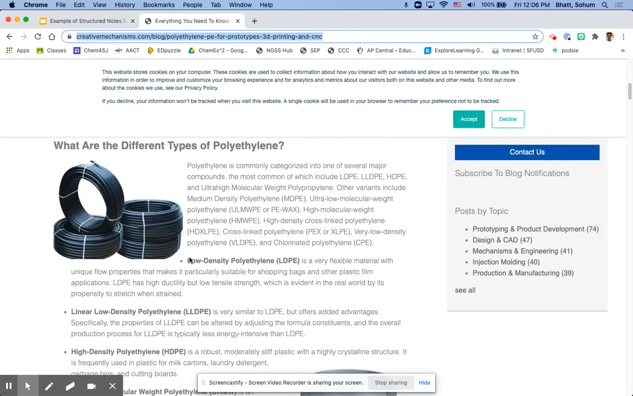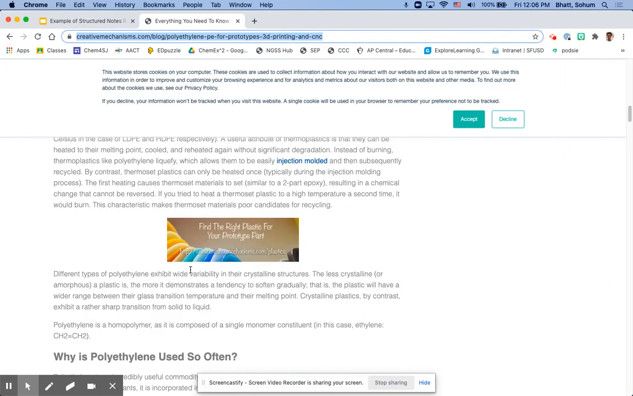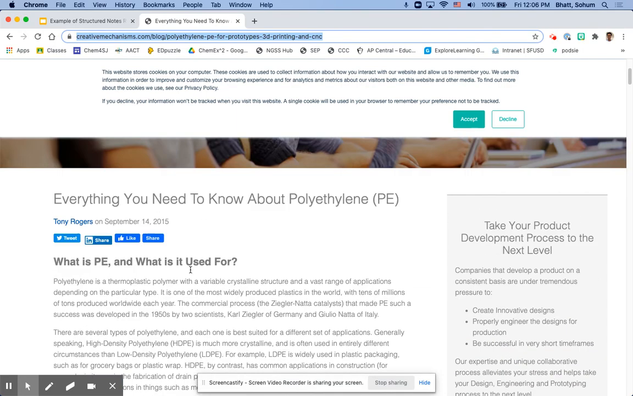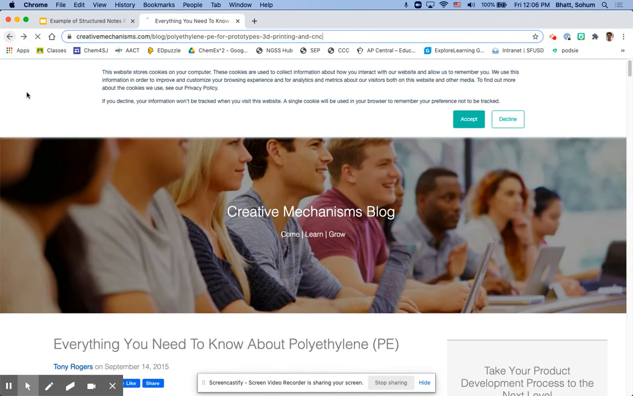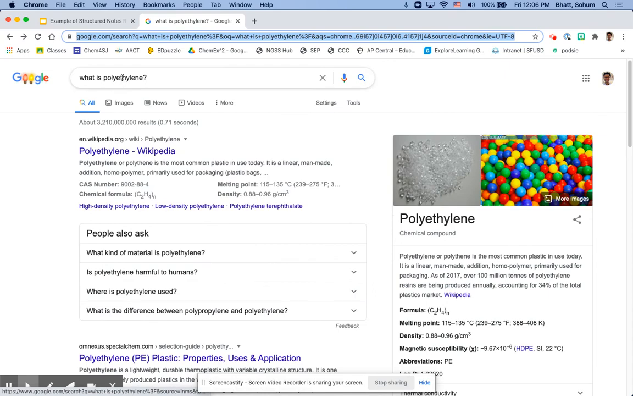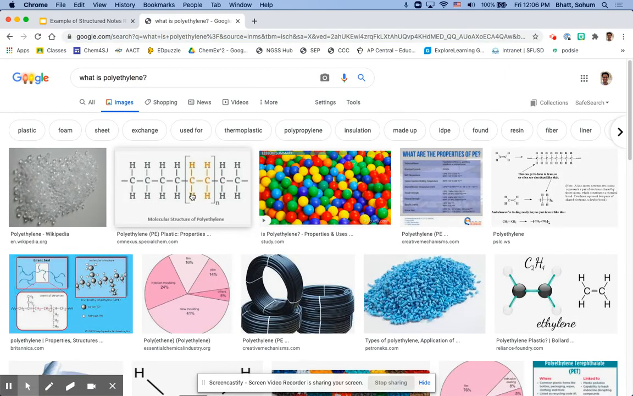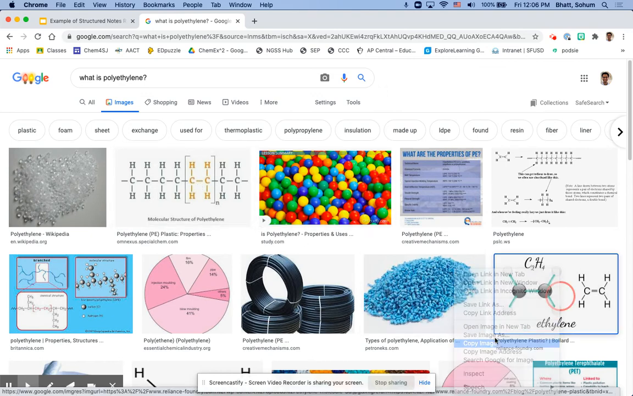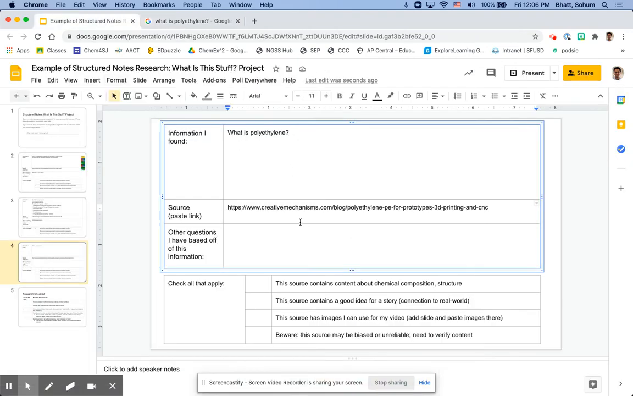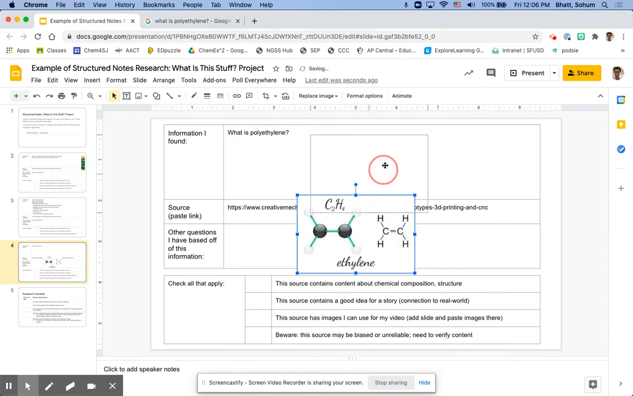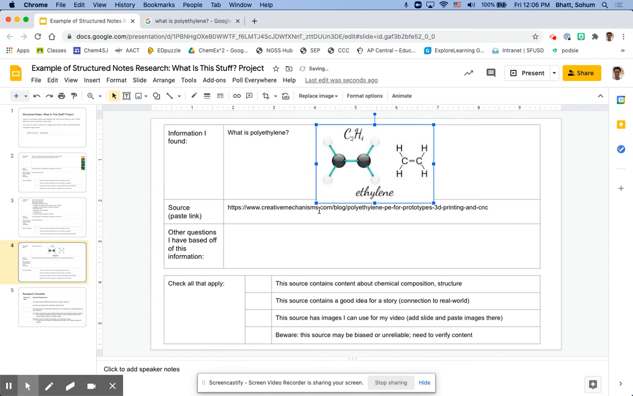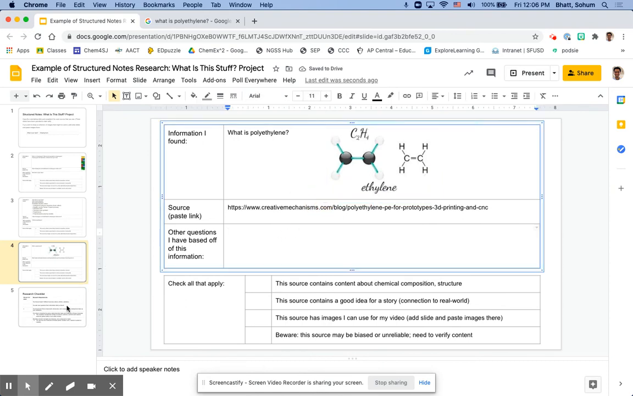Now, something that I'm interested in doing is figuring out what polyethylene looks like as a chemical structure. And so I'm going to go back, and with the same search, I'm going to utilize the images function. And over here, I see polyethylene looks like a molecule like this. And so I'm going to paste that picture in there. This becomes my polyethylene. And so now I've gotten a molecule that's in gum.